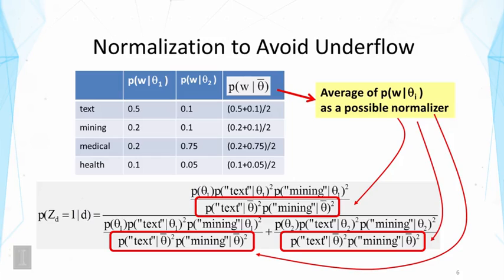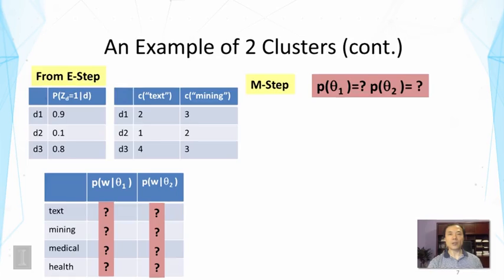But in this case, we cannot use logarithm to solve the problem because there's a sum in the denominator. But this kind of normalizer can be effective for solving this problem. So it's a technique that's sometimes useful in other situations as well. Now let's look at the M step.